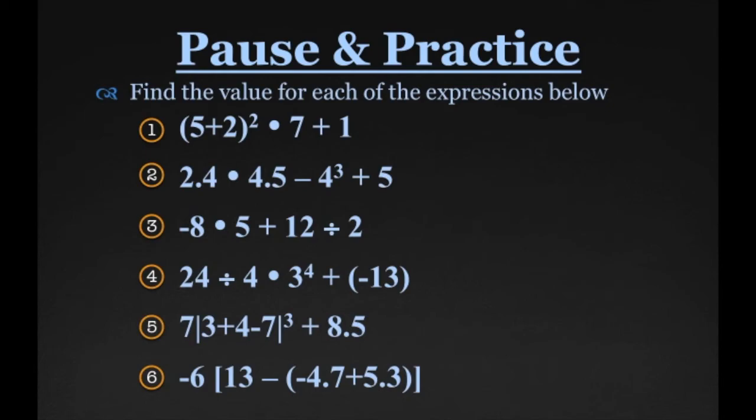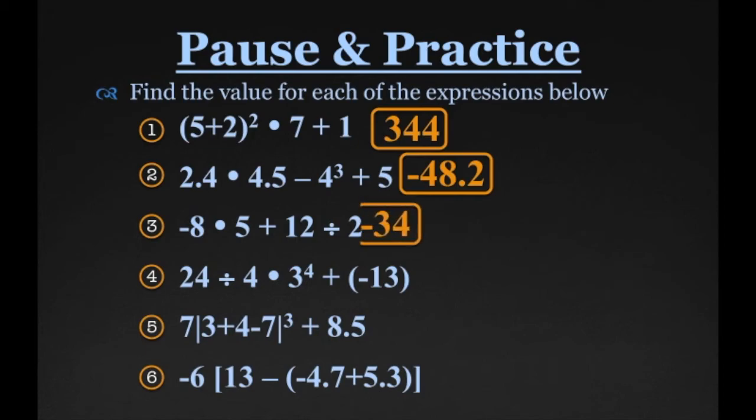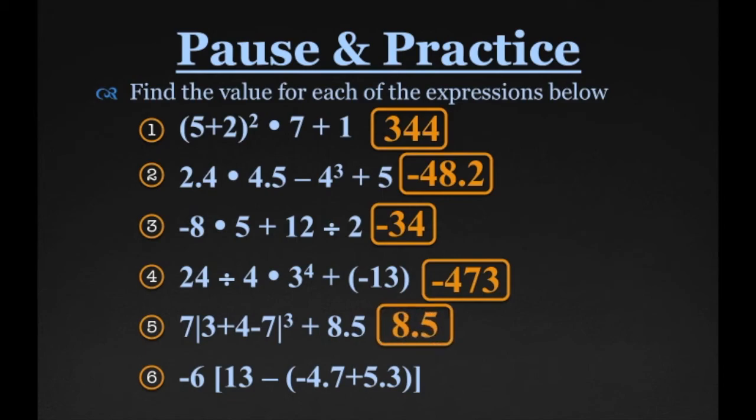Alright, let's take a look at our answers. Number 1 is 344. Number 2 is negative 48.2. Number 3 is negative 34. Number 4 is negative 473. Number 5, which was very difficult, is 8.5, and number 6, another very difficult question, was negative 74.4. As long as you follow the order of operations specifically, and you're comfortable with operations with integers and decimals, you should be fine.